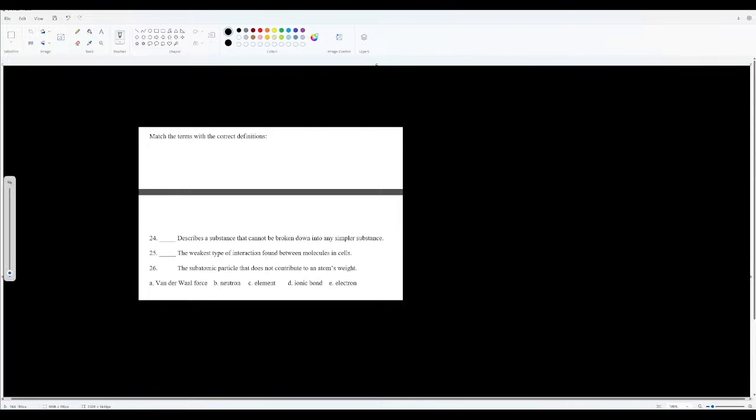Okay, so match the terms with the correct definitions. Number 24 describes a substance that cannot be broken down into any simpler substance. That sounds to me like a neutron. Just kidding. It's an element. That is an element. So we got that one down.